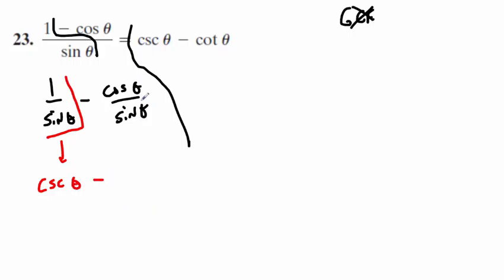And so I can change that. And I know that cosine over sine is equivalent to cotangent. So I already have this problem done. On the left side, I have cosecant of theta minus cotangent. On the right side, cosecant of theta minus cotangent of theta. So we did prove that the left side equals the right side.